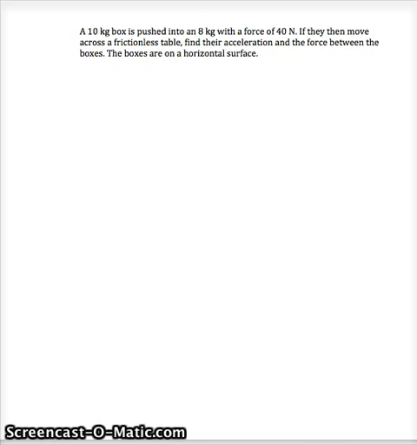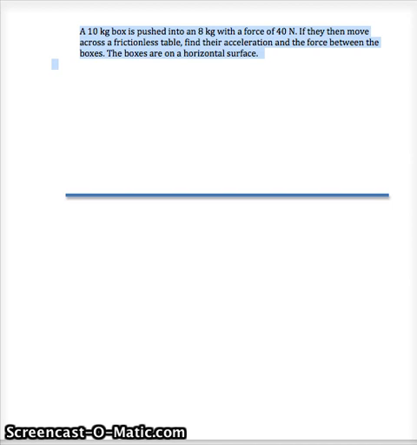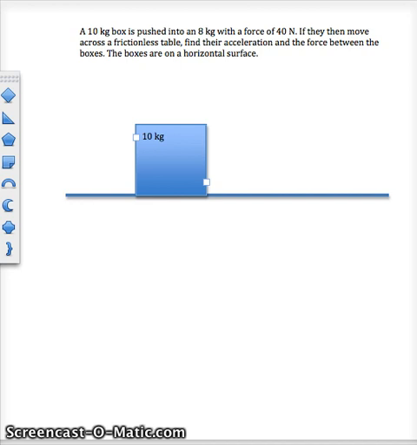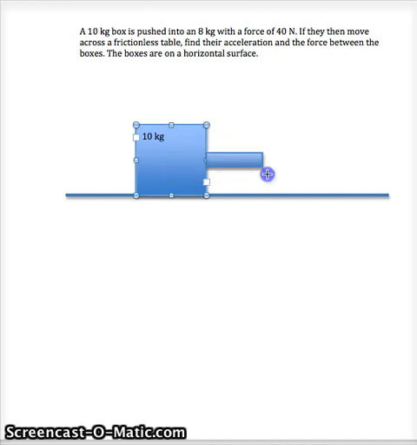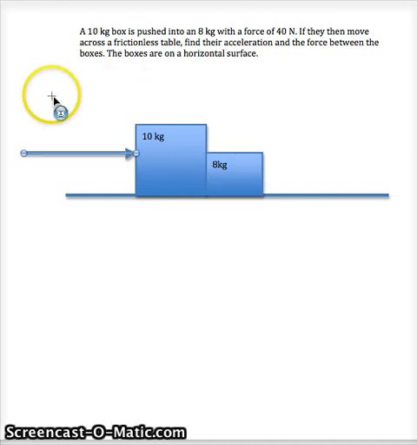So first we draw a picture. And we've got a horizontal surface like so. We've got a 10 kilogram box, which is in front. So there's the 10 kilogram box, 10 kg, so you remember. And that's pushed into an 8 kilogram box. And the 8 kilogram box we'll put there. We'll label it 8 kilogram. And there's going to be one force acting on the system, and that's this pushing force, which has a value of 40 newtons. So we'll indicate that as 40 newtons.